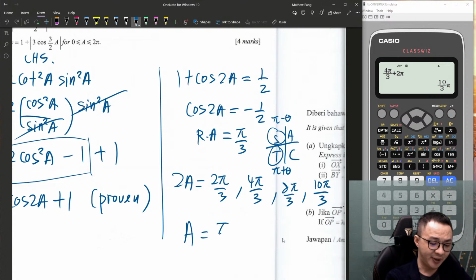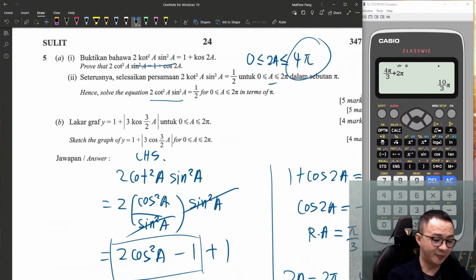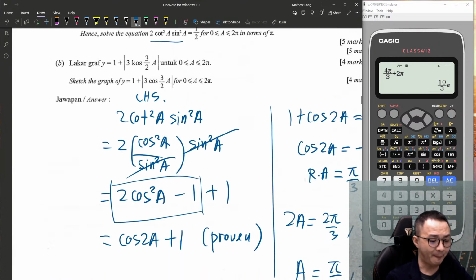Then my A should be pi over 3. Then this one divided by 2, I should get 2 pi over 3. This one I get 4 pi over 3. And the last one I should get 5 pi over 3. Done. These are all the 4 answers I have in terms of pi. 5 marks, not too bad.